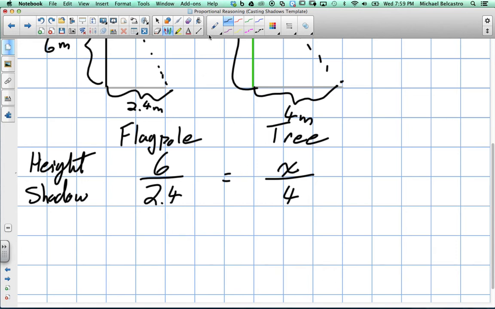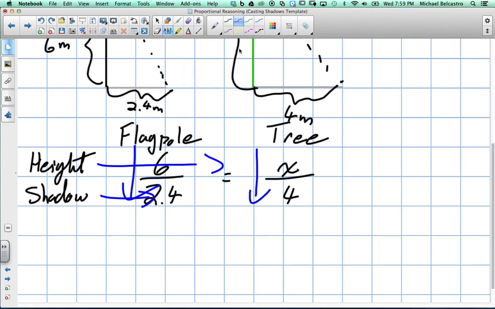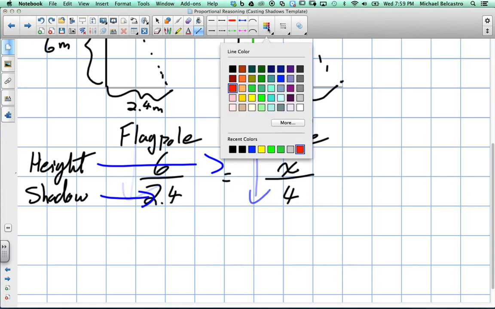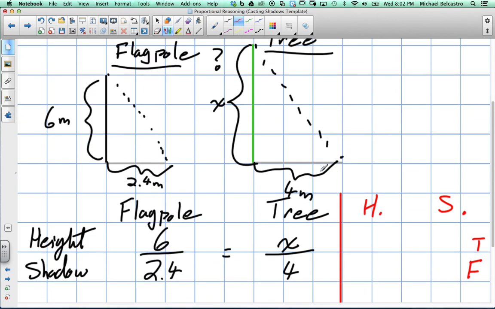Now, I do want to show you, this looks pretty straightforward. It doesn't have to be set up exactly this way. Maybe I decided, and I'll do it in red just over here, to use a little line to separate. So you see that our steps end up being the same. Say I did height here and shadow here, and I'm just going to use the first letter to represent, and this was maybe our tree, and this row will represent our flagpole. So the height of the tree was our unknown, as we saw above. And the shadow of the tree was 4 meters.